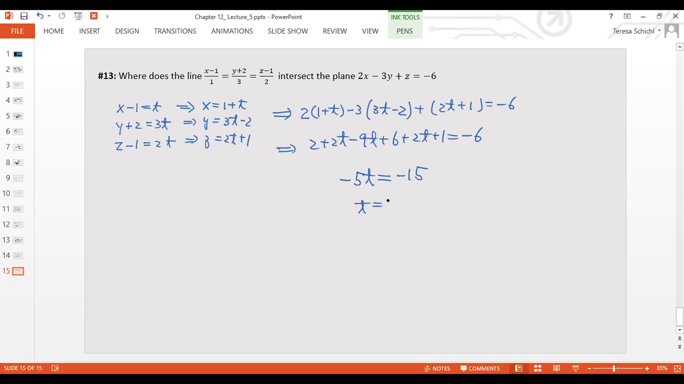So t is equal to what? t equals 3. So when t equals 3, x equals what? 4, right? Then y is equal to 3 times 3, 9, 9 minus 2 is 7. z is equal to 2 times 3 is 6, plus 1, so it's 7. So we know where they intersect? They intersect at the point, what's the point here? 4, 7, 7. All right, and that's it.